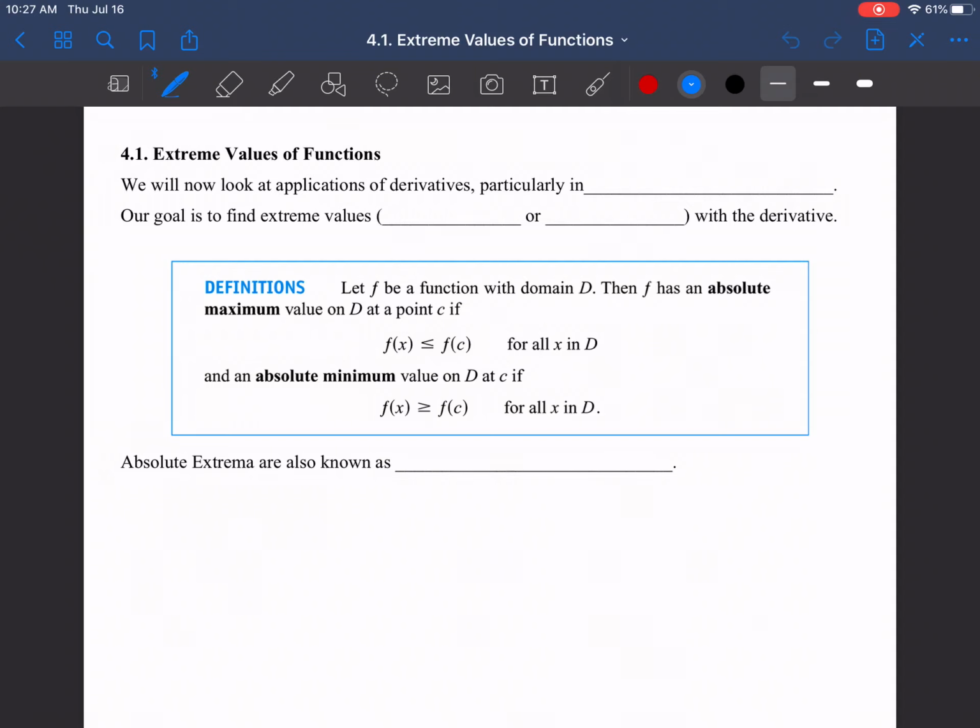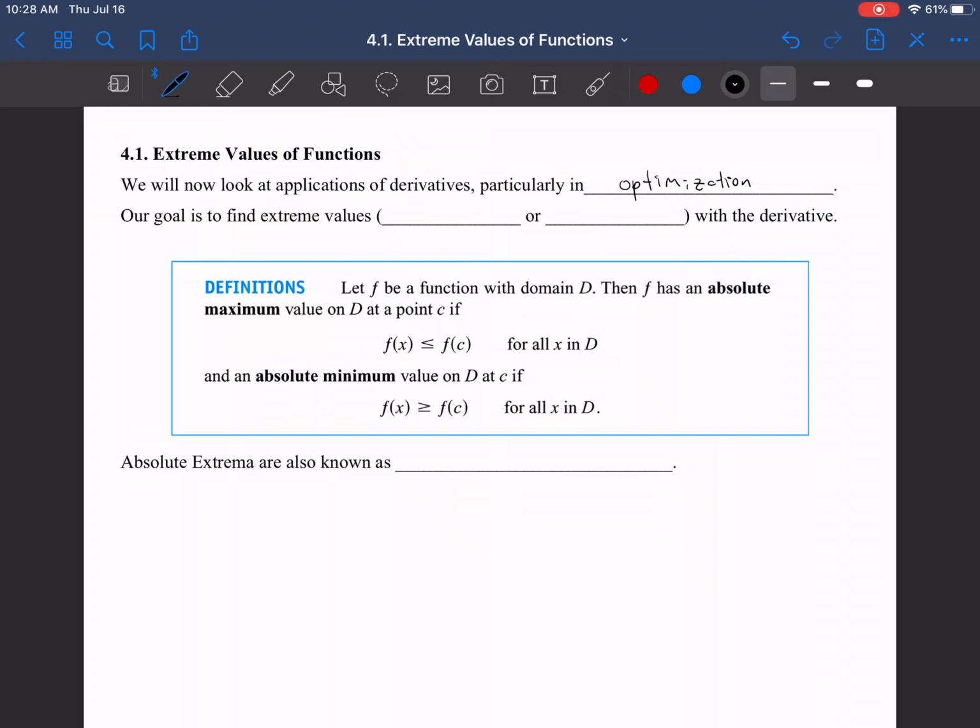All right, we're going to get started here on chapter 4 now. We're going to start with extreme values of functions. The really good use for this is that it has a lot of practical applications for making things optimized. So that's what we're going to look at: applications of derivatives, particularly in optimization. That basically means we're going to find maximums and minimums from graphs.